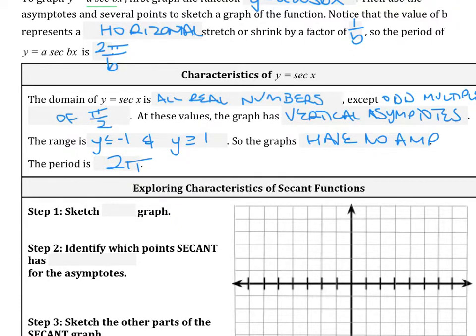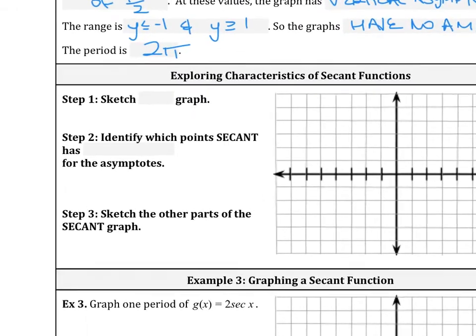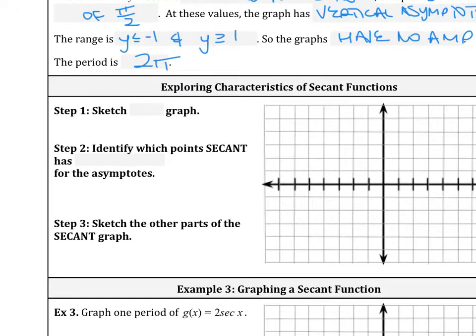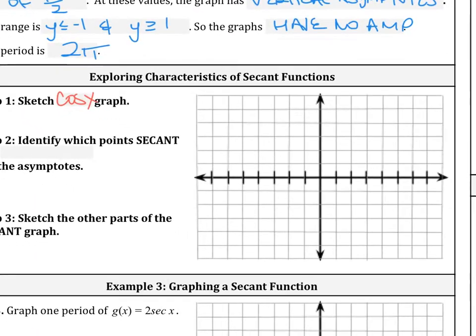So let's graph the parent function of secant. What we want to do first is graph our cosine. So I'll graph cosine of x first. And remember, the period is 2 pi. So 3, 4. So 2 pi. Half of pi is pi over 2. Then we have 3 pi over 2. In this case, I'm going to go a little bit further. I'm going to graph 2 periods of these so you can see it a little better. So negative pi over 2, negative pi, negative 3 pi over 2, and negative 2 pi.